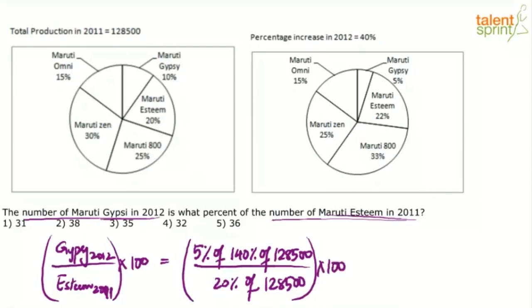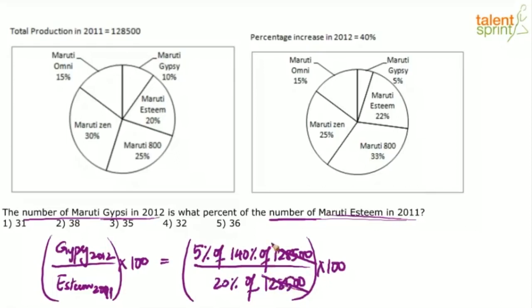Are you able to follow? Now what is the advantage? The 1,28,500 in the numerator and denominator will get cancelled. Of course, you need not even write these values. If you really look at it, when you finish reading the question, you should know that this 1,28,500 is not going to make any difference.